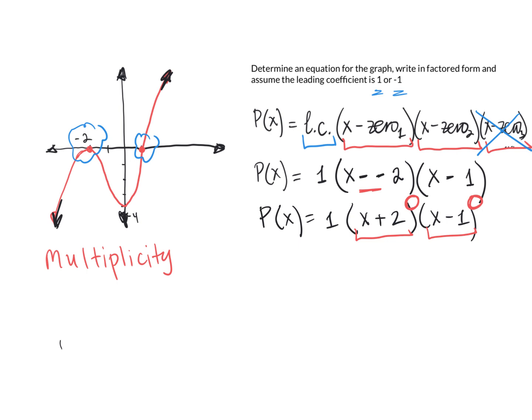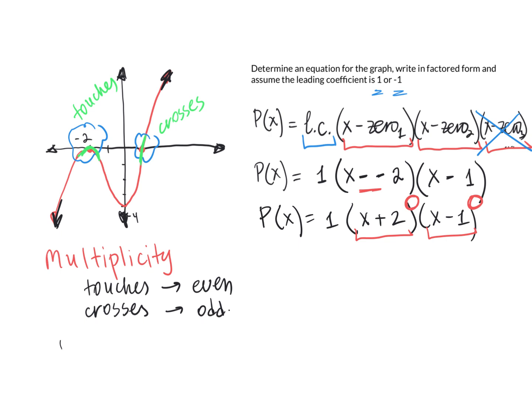There's two options. The graph may be touching the x-axis at the zero, or it may be crossing the x-axis at the zero. Well, it looks like at -2, it touches, and so it touches and then turns away. It doesn't cross it. But at +1, it crosses. If the graph touches, the multiplicity is even. If the graph crosses, the multiplicity is odd.